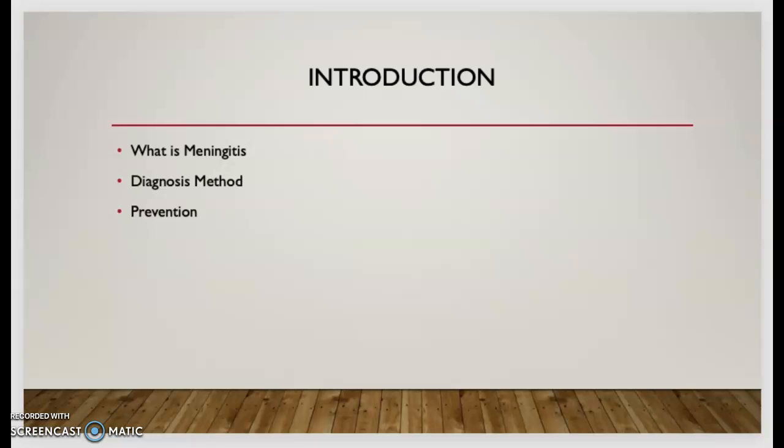Introduction. What is meningitis? Meningitis is an inflammation of the protective membrane that covers the brain and spinal cord. This inflammation can be caused by bacterium, fungus, or viral infection. Once infected with the disease, it can be spread to other individuals by coughing, sneezing, and close contact. Symptoms of a patient infected with meningitis can include headache, stiffness of the neck, vomiting, and fever.